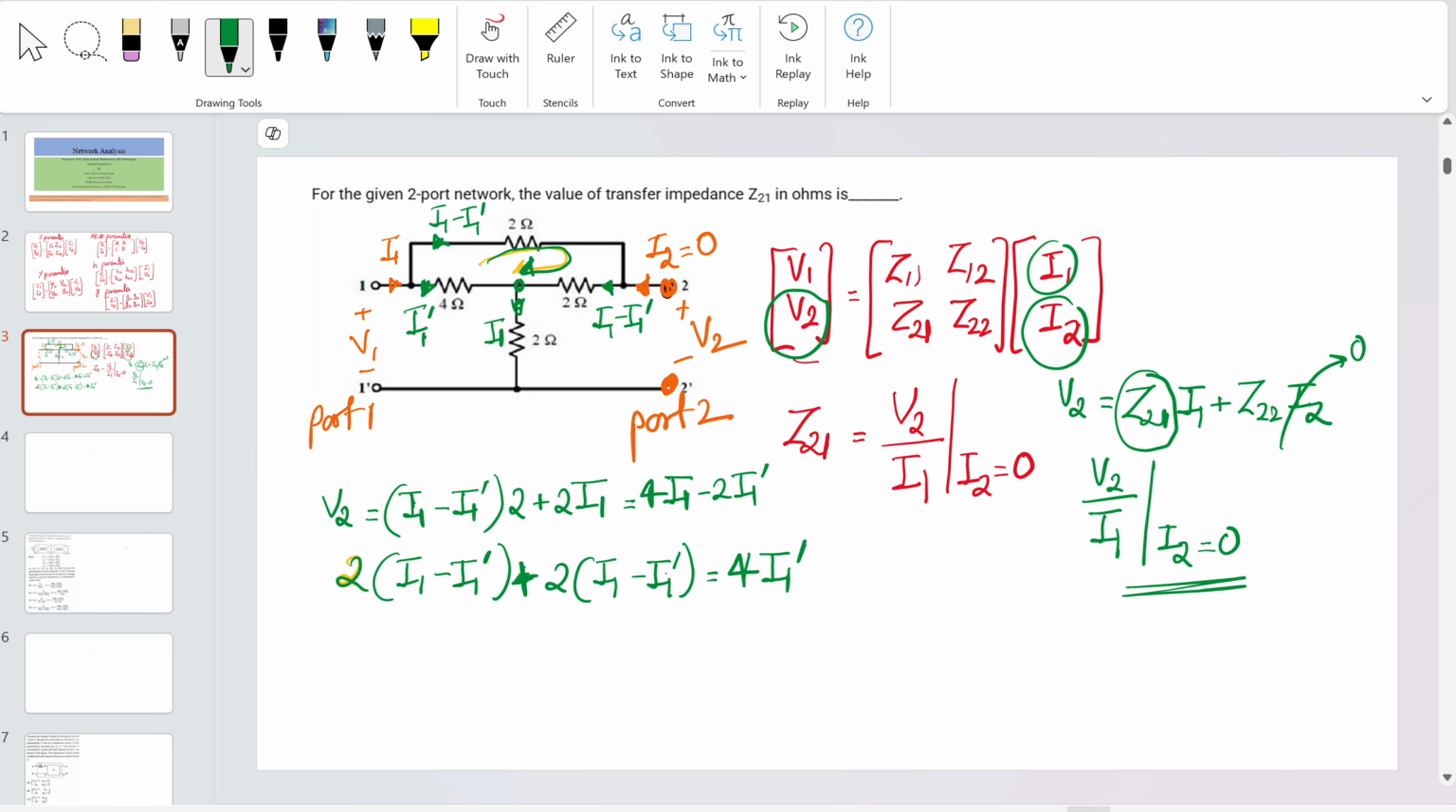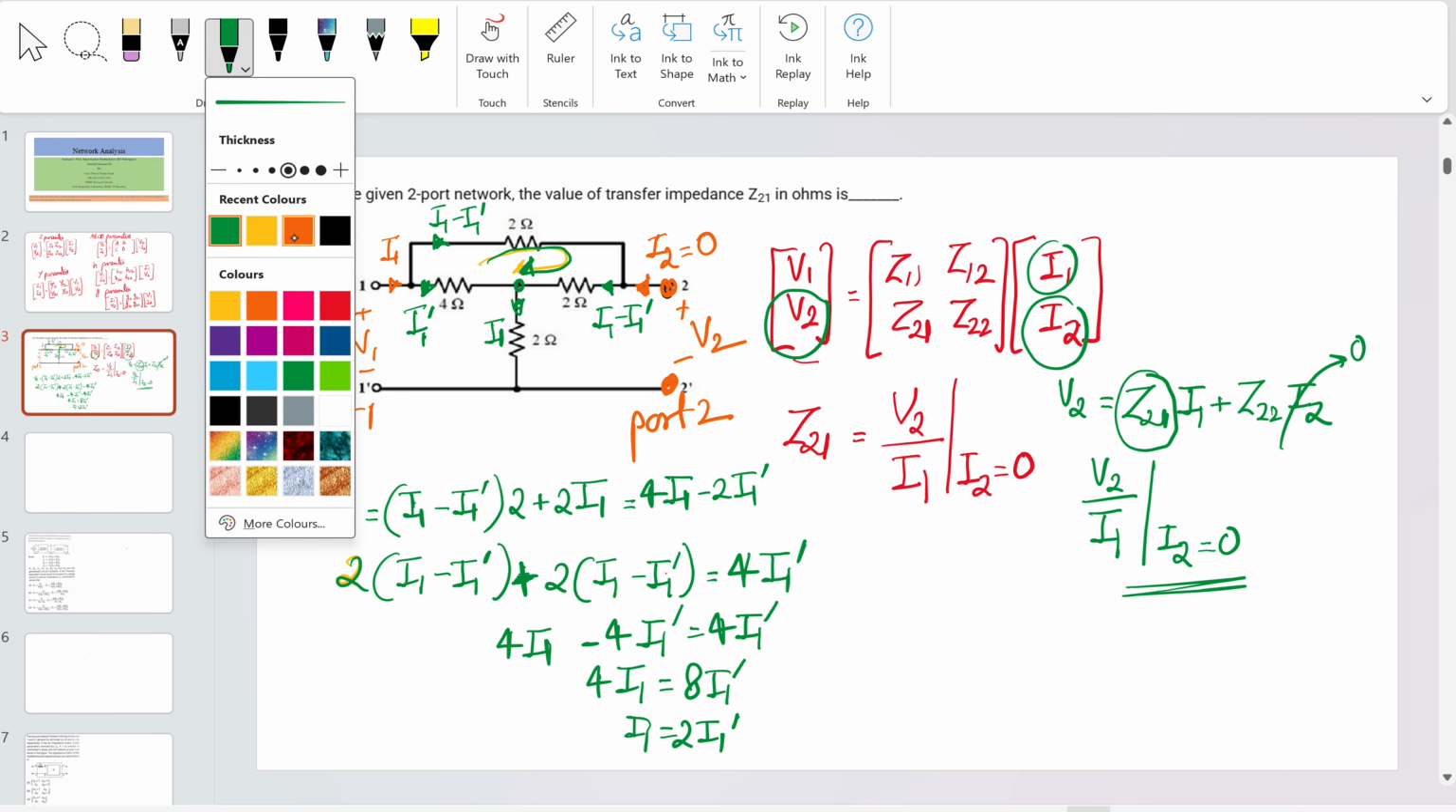So how could it be written? It will be written as 4 times I1 minus 4 times I1 dash is equal to 4 times I1 dash. So 4 times I1 is equal to 8 times I1 dash. I1 is equal to 2 times I1 dash. Okay, so what did we get?